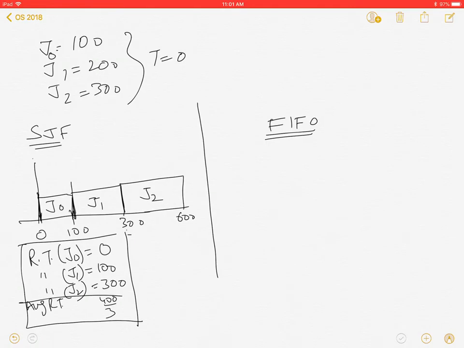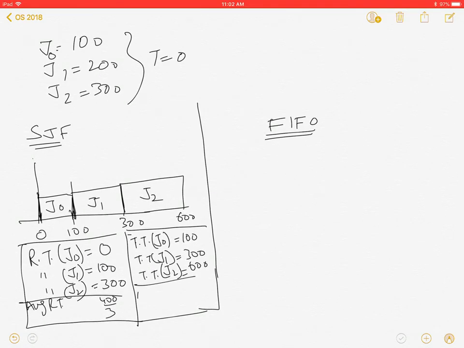Now if we look at the turnaround time, process J0 came in at 0, completed at 100. So the turnaround time for J0 is 100. Process J1 came in at 0, completed at 300. Turnaround time for J1 is 300. J2 came in at 0, completed at 600. So the average turnaround time is the sum of all of them divided by 3, which is 1000 divided by 3.